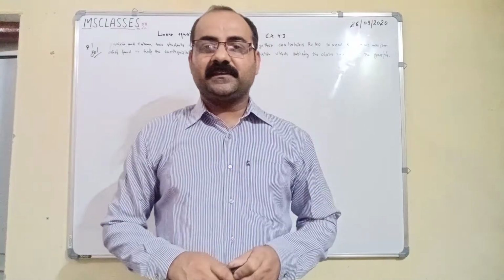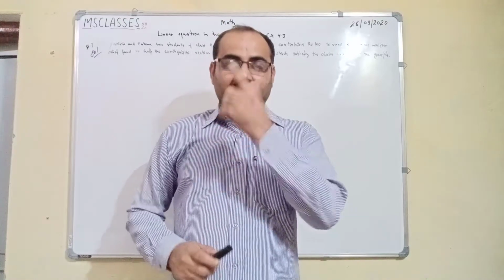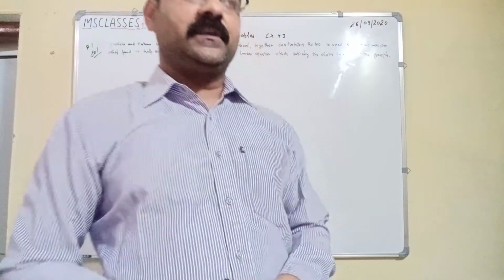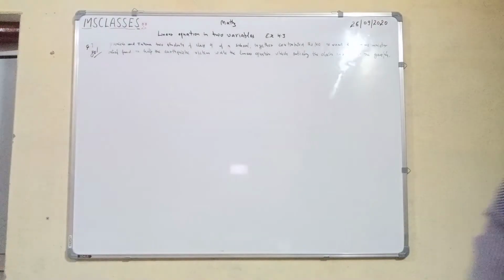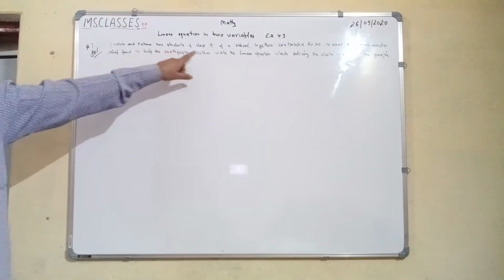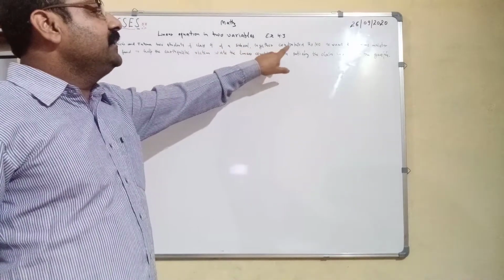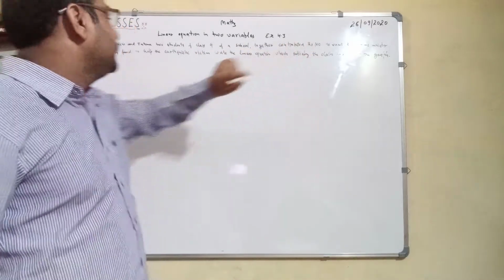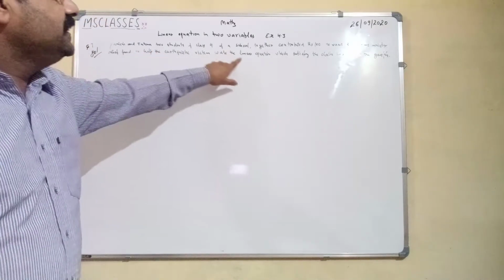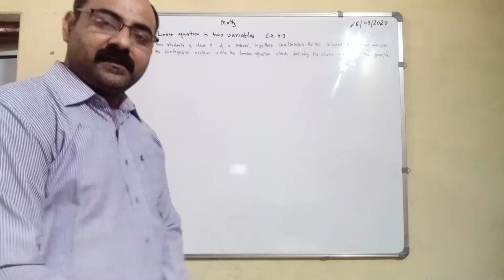So today my topic is question number 7, exercise 4.3, linear equation in two variables, class 9. So guys, this is a very important question. The question is: Yamini and Fatima, two students of class 9, together contributed rupees 100 toward the Prime Minister Relief Fund. Write a linear equation which satisfies the data and draw the graph.